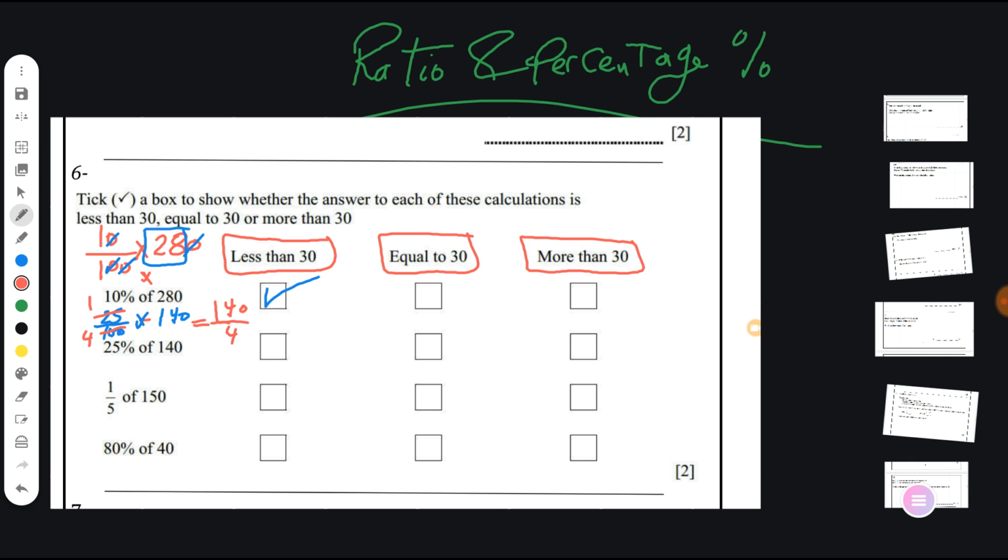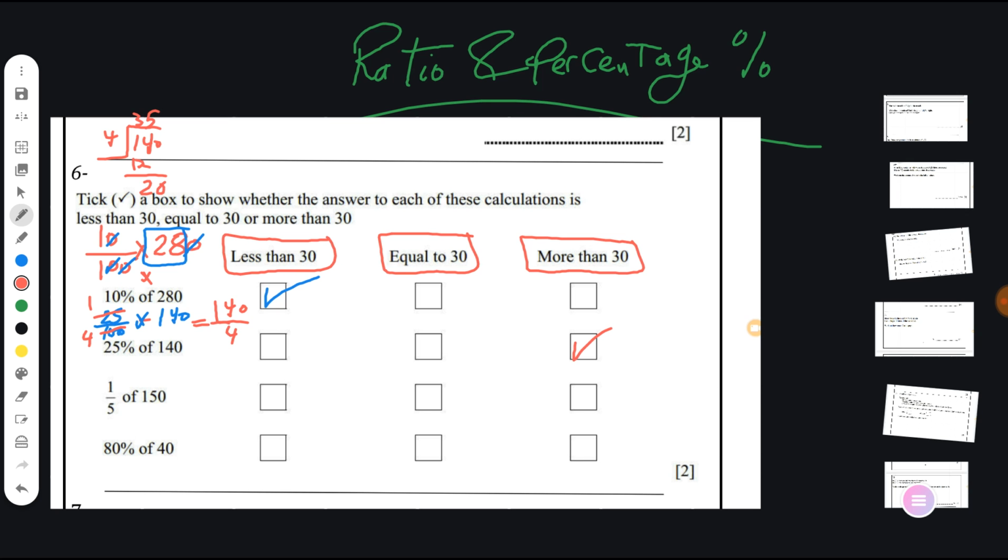140 over 4, actually, we can use the long division, 140 over 4. 14 over 4 equal 3. 3 times 4 is 12. Subtract, it will be 2, bring down 0. 20 divided by 4 is 5, so it's 35, which is more than 30. Second one is 35.